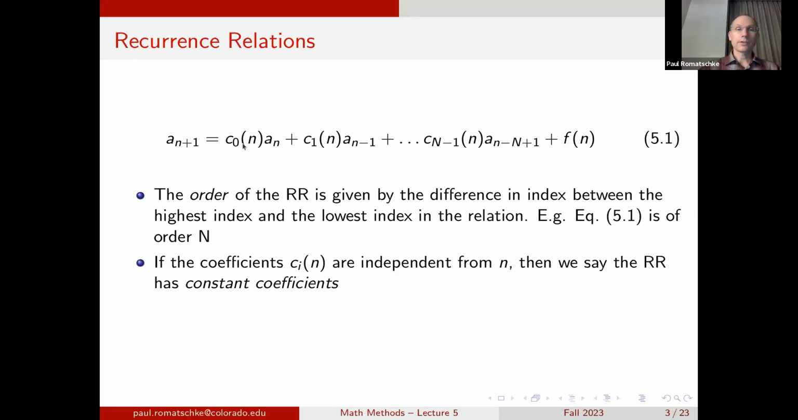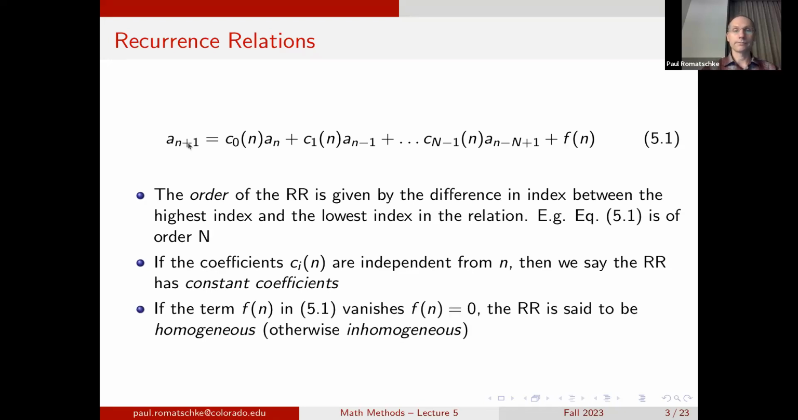The coefficients C_0(n), C_1(n), and so on and so forth are in principle arbitrary functions of the index n. But if they are independent of n, then we say that the recurrence relation has constant coefficients. The function f(n) again can be arbitrary, but if it's vanishing, so f(n) is equal to 0, then we say that the recurrence relation is homogeneous, and otherwise it's inhomogeneous.